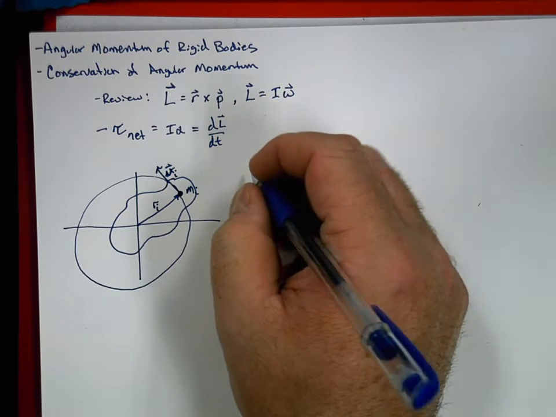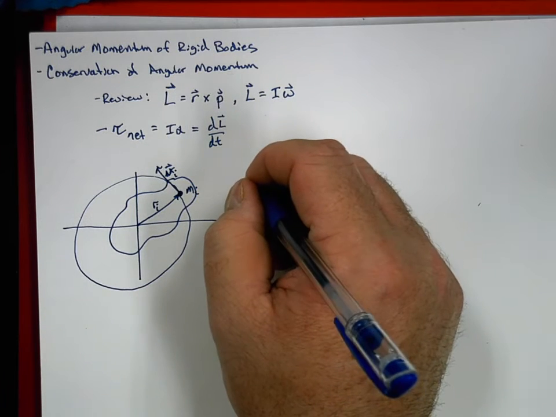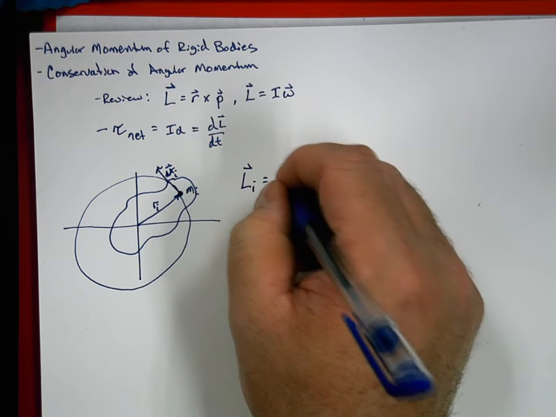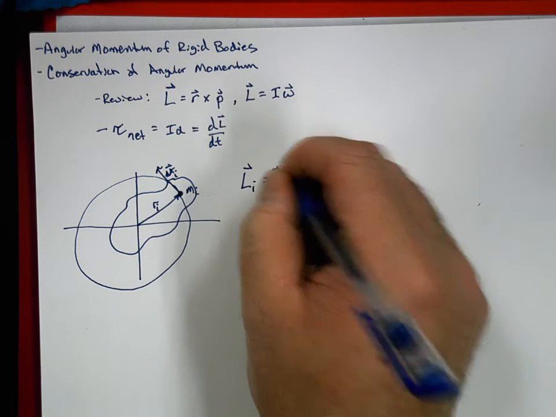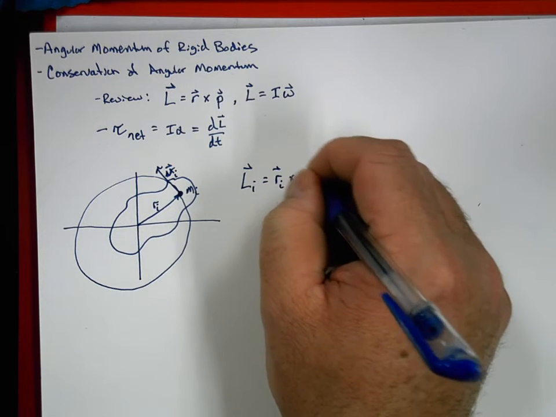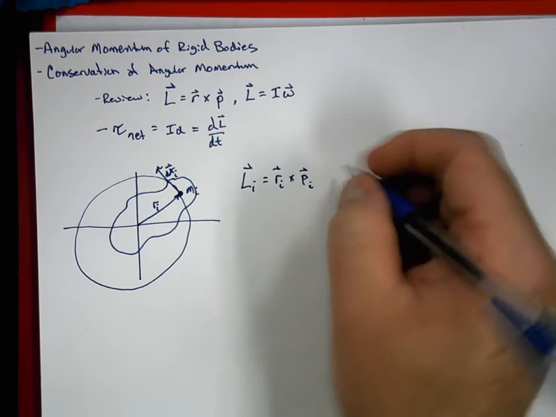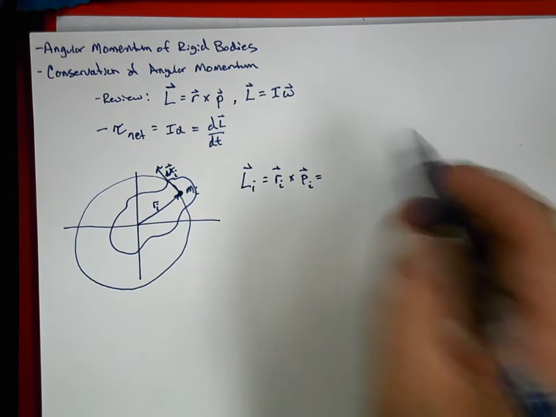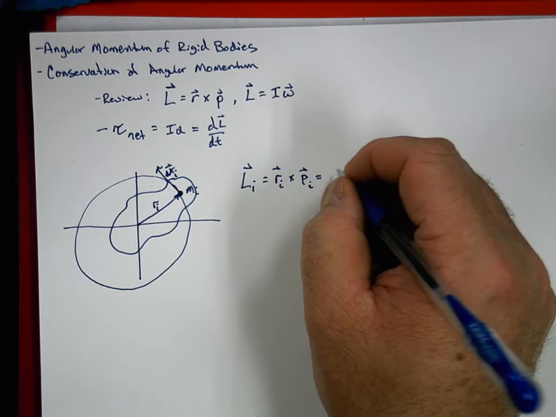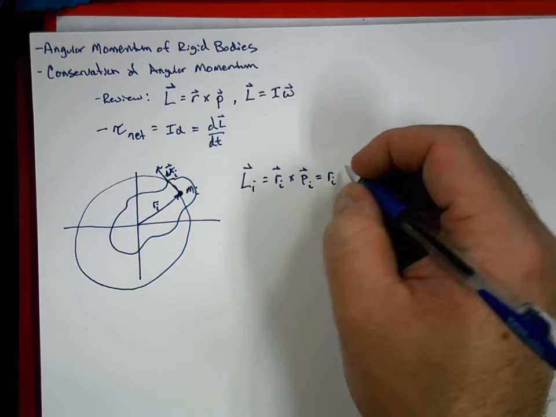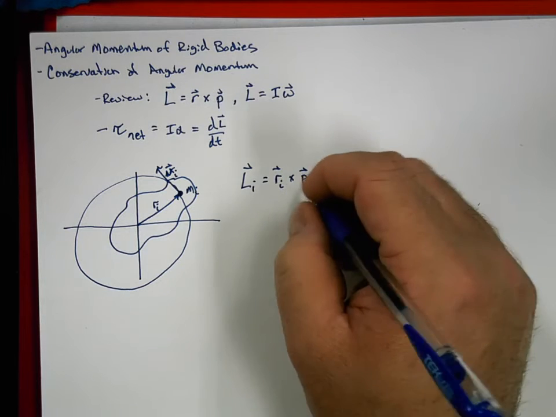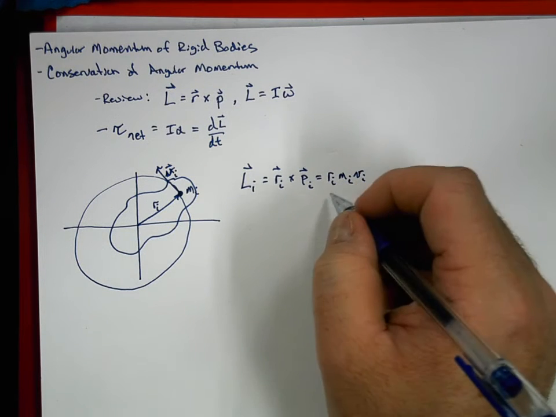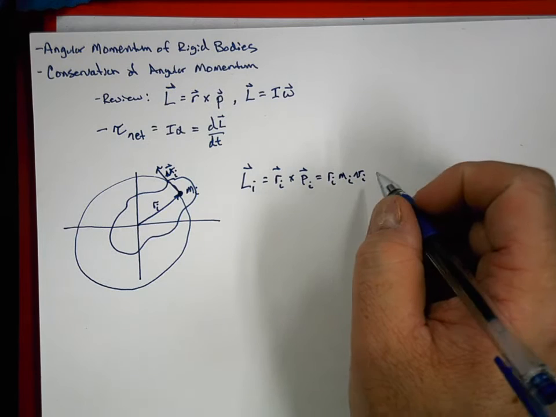We know the angular momentum of that particular particle is going to be the radius r_i crossed with its momentum vector p_i. Because we know what momentum is, this winds up being r_i and then mass times velocity for the momentum, so it's r_i m_i v_i.